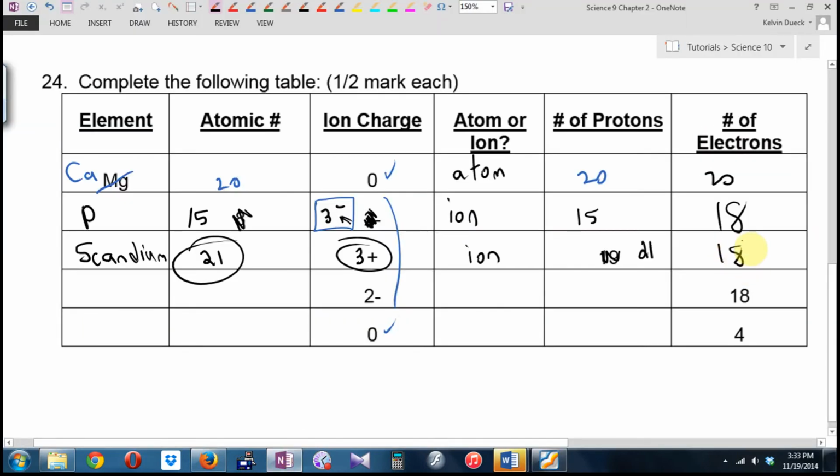That was so much fun. Let's do another one. Let's suppose you have one that says 2 negative, and it has 10 electrons.